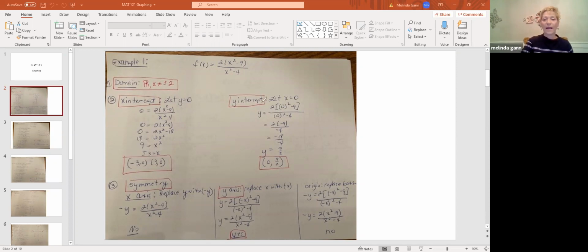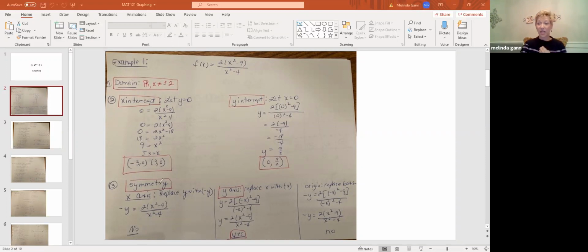All right, what about the y-intercept? Well, to find the y-intercept, you let x be 0. So I went up here and substituted 0 in for both of those. That gave me 2 times a negative 9, which is a negative 18. And then I had 0 minus 4, so a negative 4. So I got a positive 9 halves. So 0, 9 halves is my y-intercept. So far I've got 3 points ready for my graph.